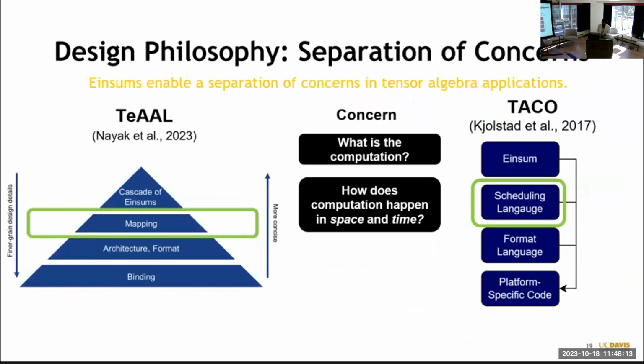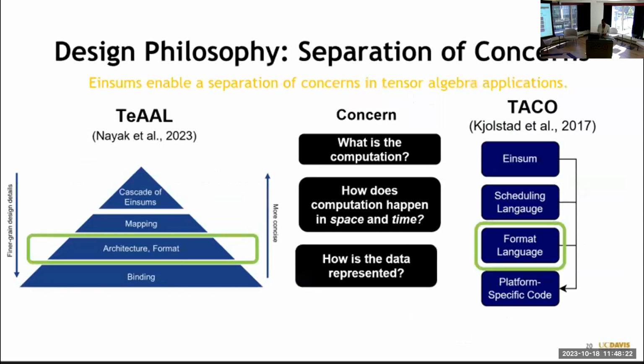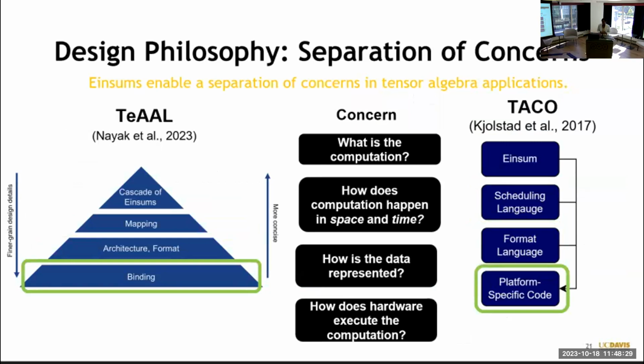The next concern is, how does this computation happen in space and time? So how do we actually walk the iteration space? And this is where things like iteration and loop order, tiling, and parallelism come into play. And finally, another concern is how the data is represented. All of this, the computation, the mapping, and the data specs, bind together for an actual hardware or platform-specific implementation. By doing this, both Teal and Taco are able to succinctly characterize and model different tensor algebra implementations on hardware and or on software. And part of what makes this work a success is they've done a great job of abstracting each level and providing a clean interface between each of them.